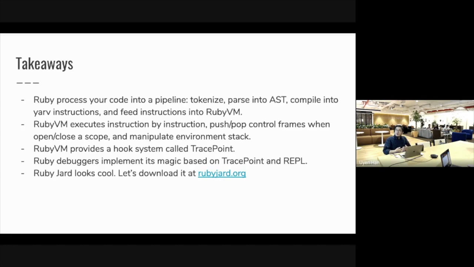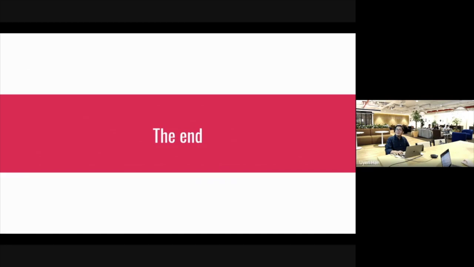And then Ruby VM provides a hook system called TracePoint, so that the debugger implementation is made by orchestrating it. And finally, Ruby JS looks really cool, so let's download that. So I think that's it for today's talk. Thanks for listening.